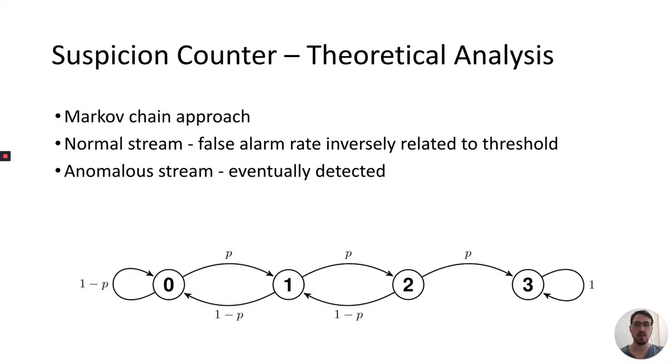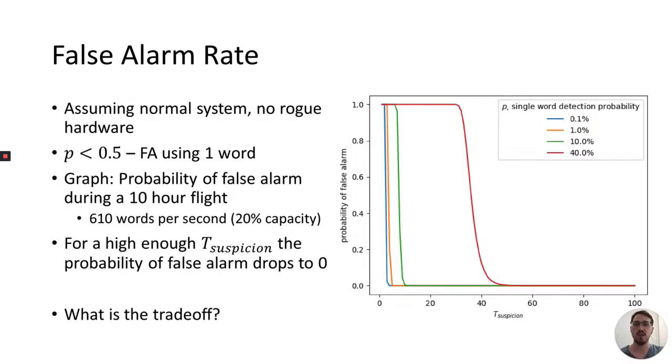And 1 minus P is the misdetection probability. Here are the results of the simulations. In the first simulation, we assume that the stream contains only normal words. This graph shows the probability of raising the alarm on a normal stream sometime during a 10-hour flight as a function of the suspicion threshold.